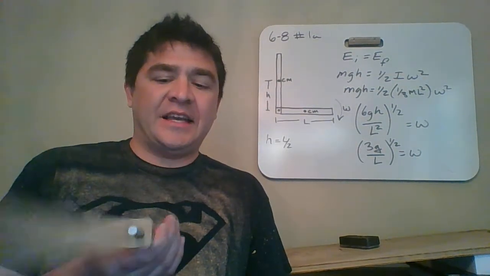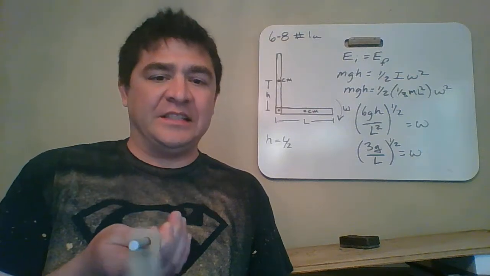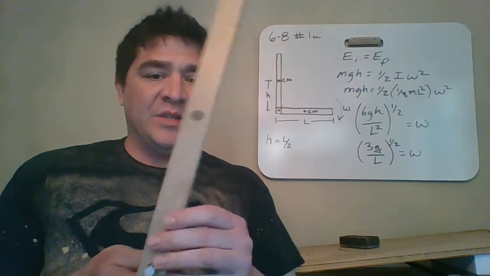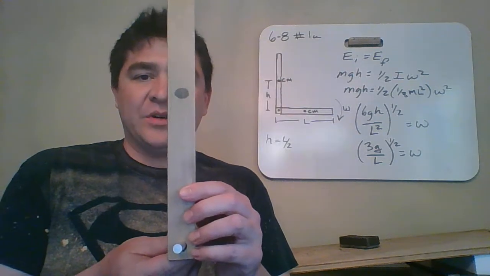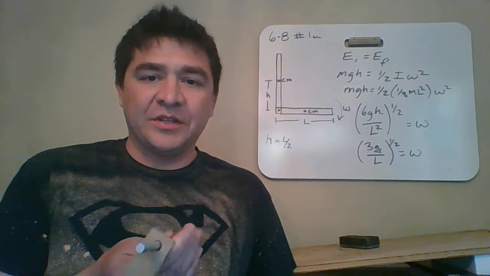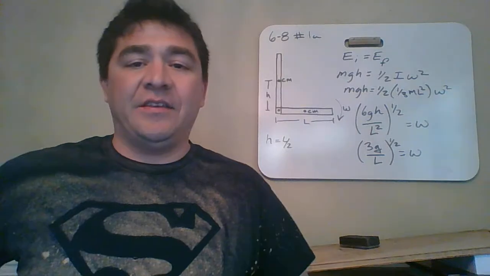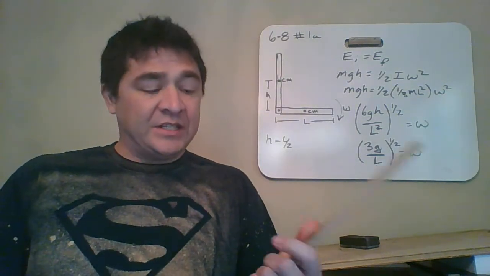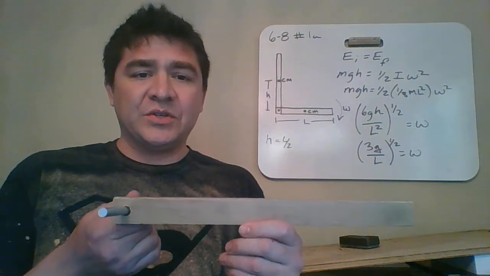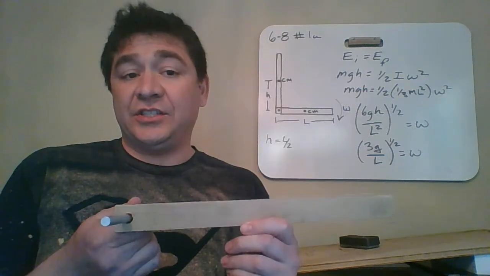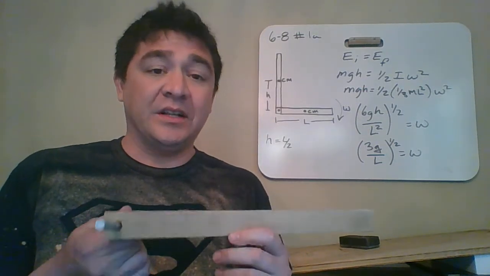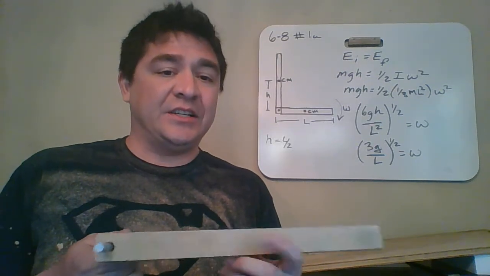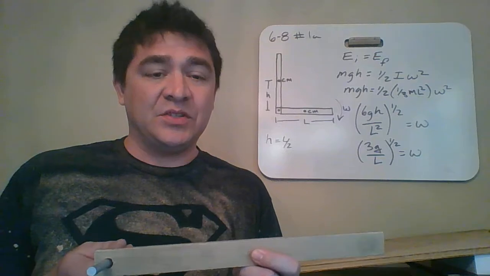Okay, 6-8, number 1. This is the classic falling stick problem. We start with a stick completely vertical, and we're going to let it fall and accelerate, and then they ask us a bunch of questions. What's the angular speed when it gets horizontal? What's the angular acceleration when it gets horizontal? What are the x and y components of the linear acceleration of the center of mass when it's horizontal?